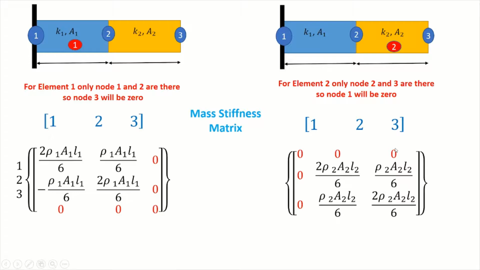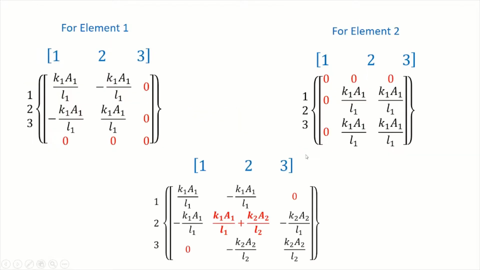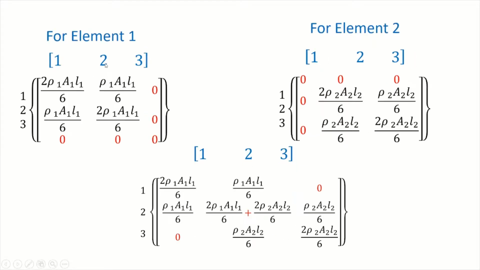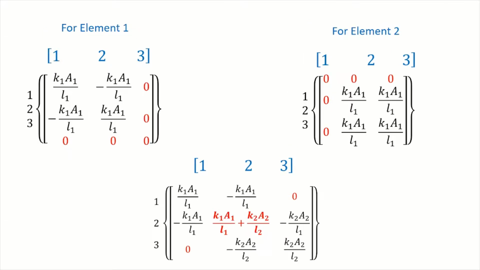Same as before, element 1 is there, so there won't be anything at the third node. Similarly, element 2 is not sharing a single node with node 1, so this becomes 0.